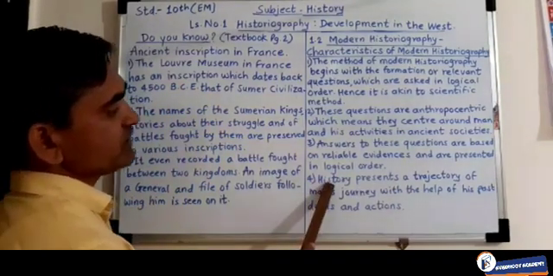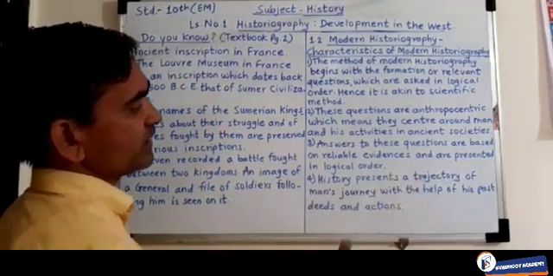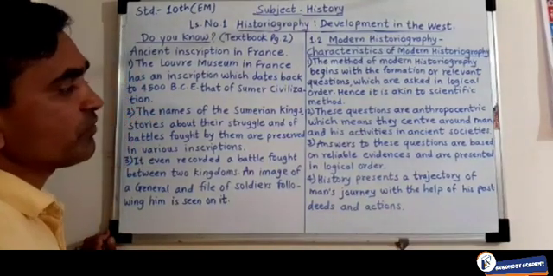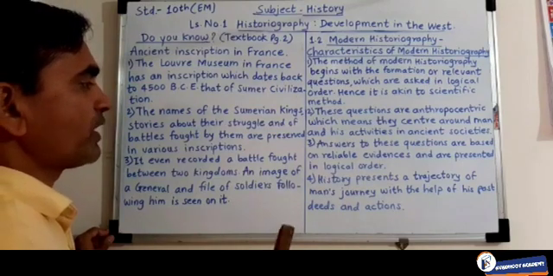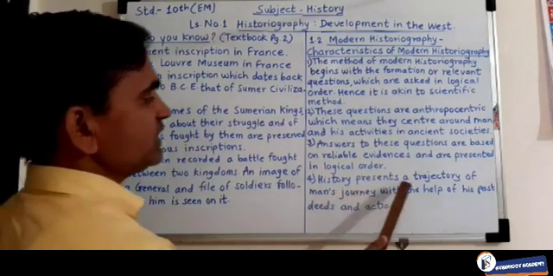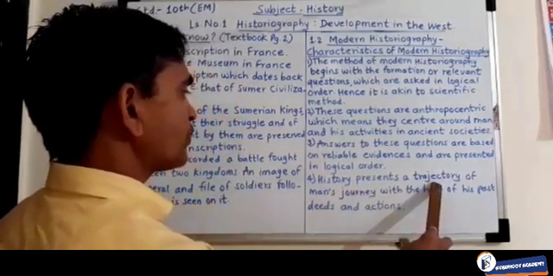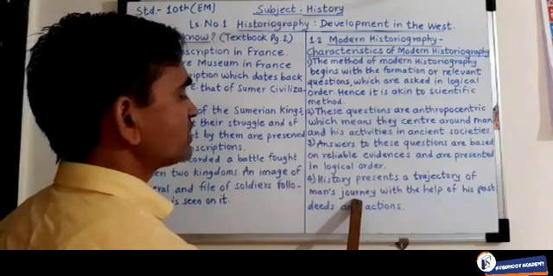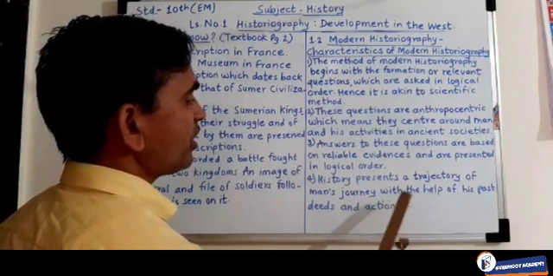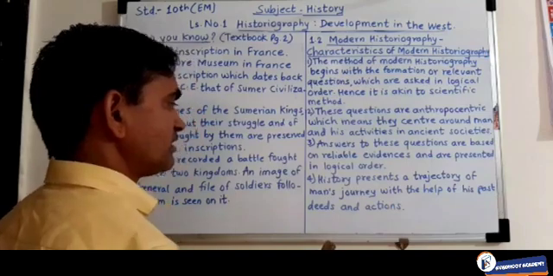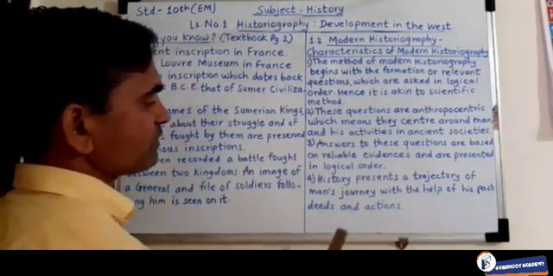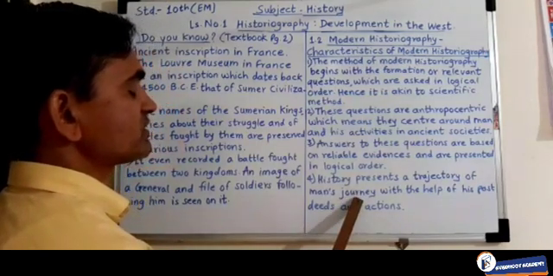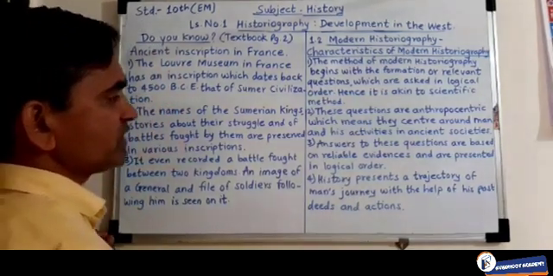Fourth characteristic we will see here: history presents a trajectory of man's journey. Trajectory means a curved path. Path means way. History presents a trajectory, meaning the curved path or way of man's journey. How was man doing his journey with the help of his past deeds and actions? They have done a number of deeds and actions, but their journey method or information we are getting from the trajectory.